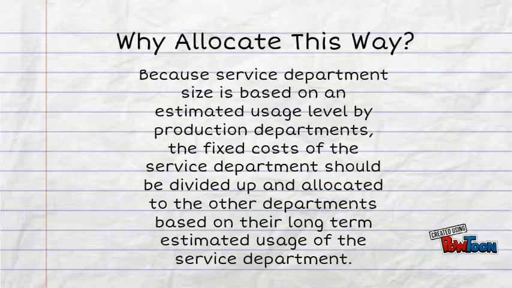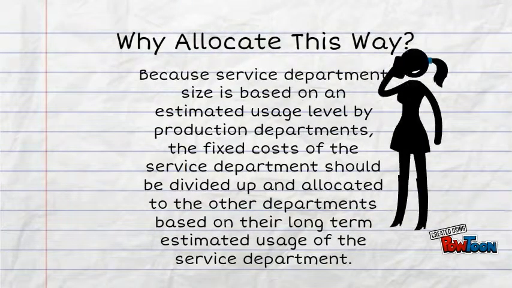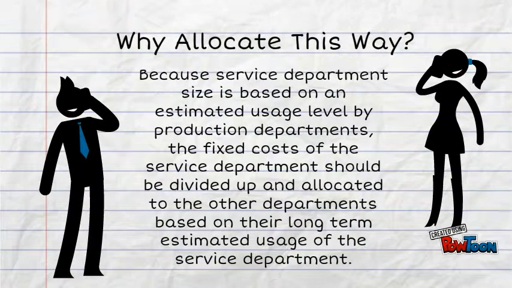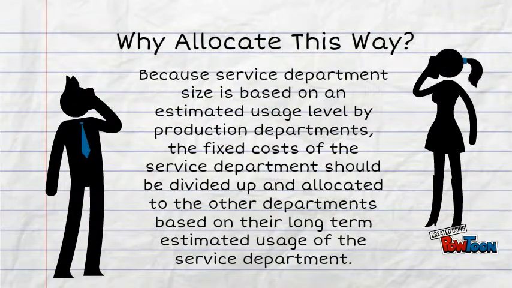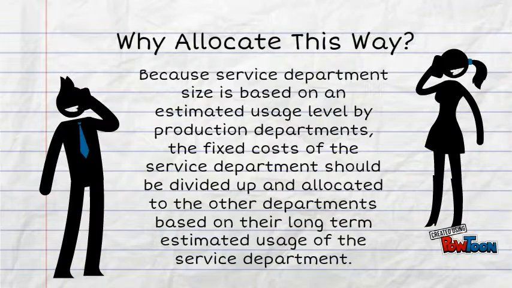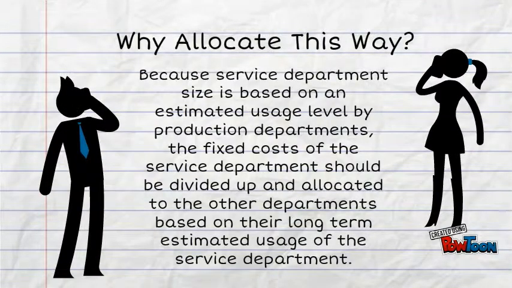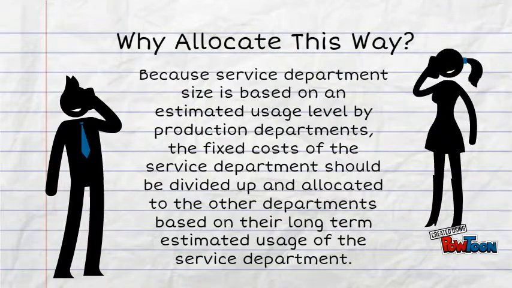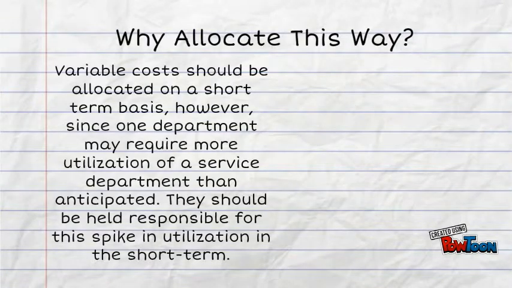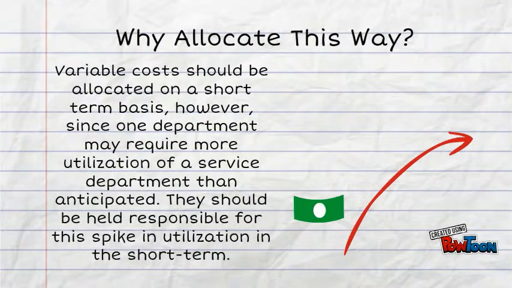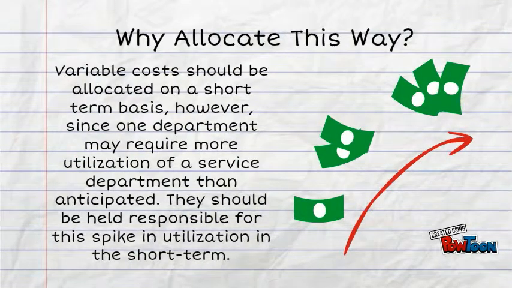Because service department size is based on an estimated usage level by production departments. The fixed cost of the service department should be divided up and allocated to other departments based on their long-term estimated usage of the service department. Variable costs should be allocated on a short-term basis, however, since one department may require more utilization of a service department than anticipated. They should be held responsible for the spike in utilization in the short term.